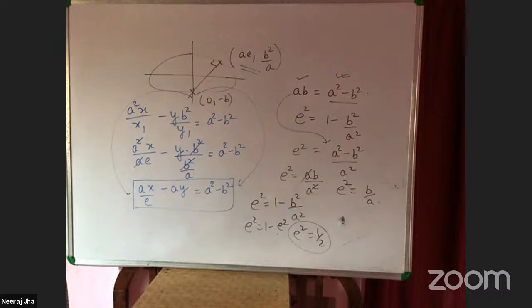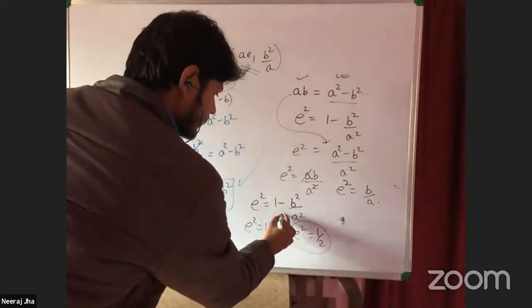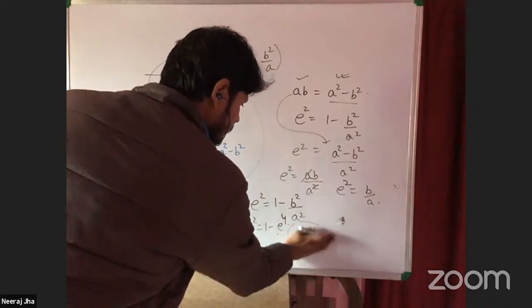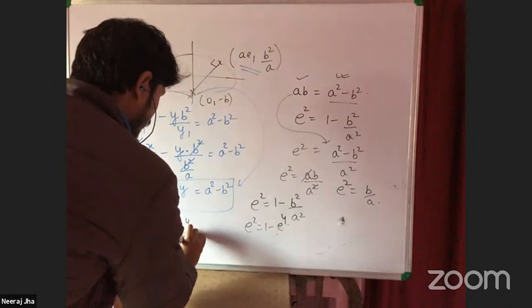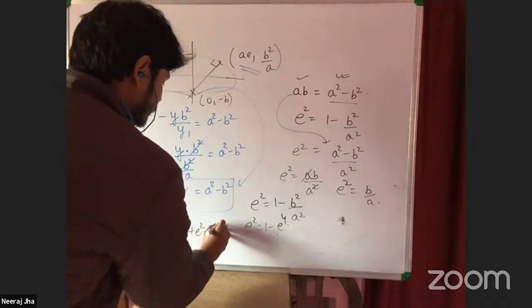Okay? Now we can check for the options. Or there is no need for that. This will be e power 4 directly I think. The option will be directly found. This equation will turn out to be e power 4 plus e square is equals to 1.